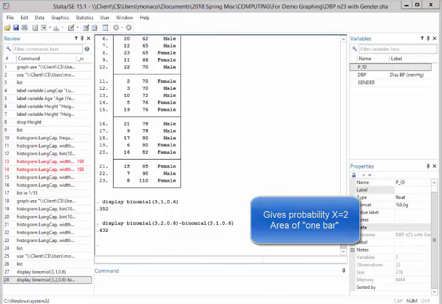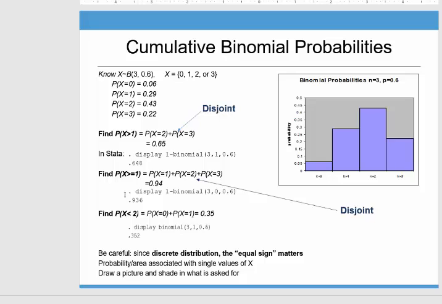Similarly, I can use these binomial commands to find any kind of binomial probability in Stata by using the left-hand probabilities. If I want a right-hand probability, I can do 1 minus a left-hand probability. To include or not include specific bars, I'm very careful about what values I put in here for k.